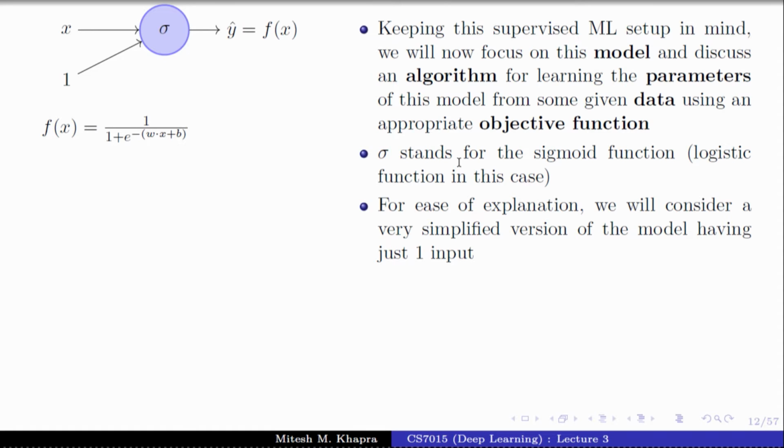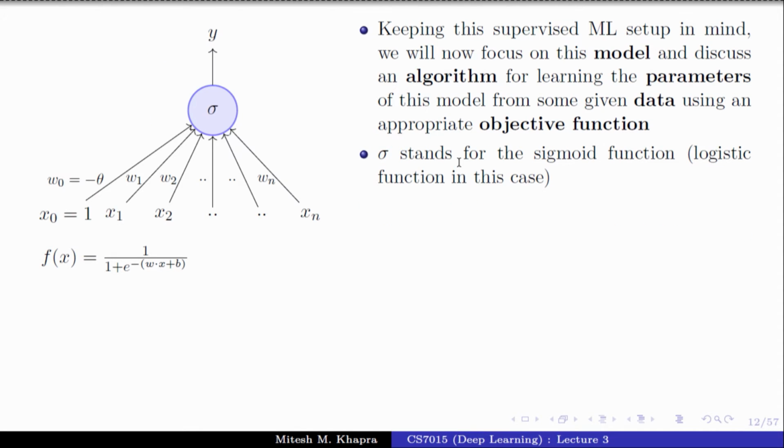So for ease of explanation, instead of having these n inputs, so I had x1 to xn, actually, I've made a slight error here. This n is actually m. So this is the number of features that I have, and not the number of data points that I have. Is that clear? Is that okay with everyone?